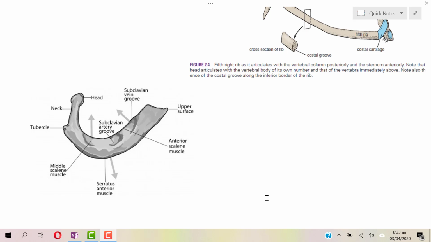Today, inshallah, I will cover the remaining part of the osteology. We have discussed the features of the typical rib. Today, I am going to discuss the features of the atypical rib.